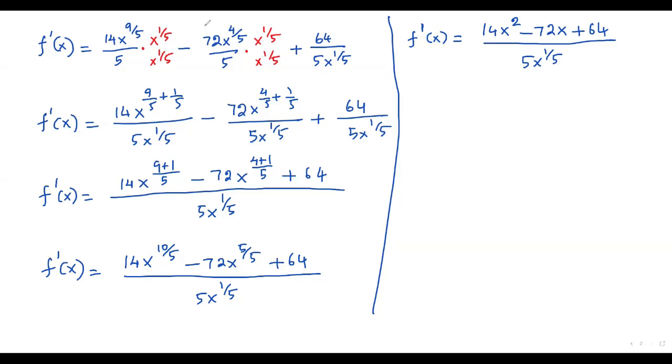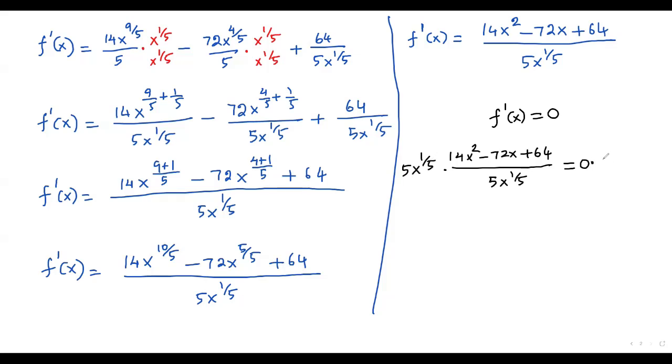Now what I need to do is equate this first derivative to 0 and solve for x. Let me equate the first derivative to 0. Then I'm getting 14 times x squared negative 72x positive 64, everything divided by 5 times x to the power of 1 over 5, equals 0. Now I have to get rid of this denominator. So for that, I multiply both sides by 5 times x to the power of 1 over 5.